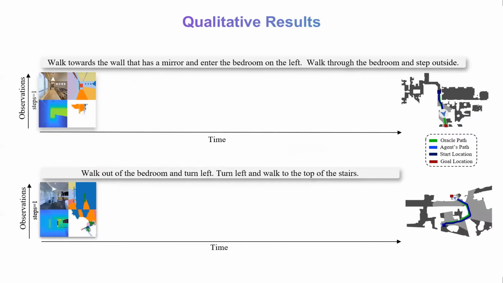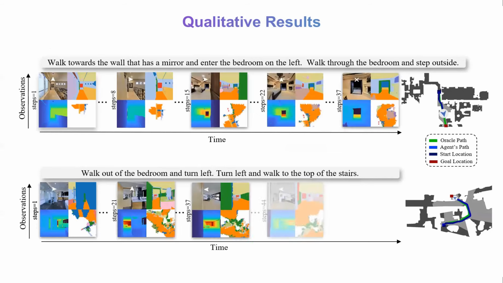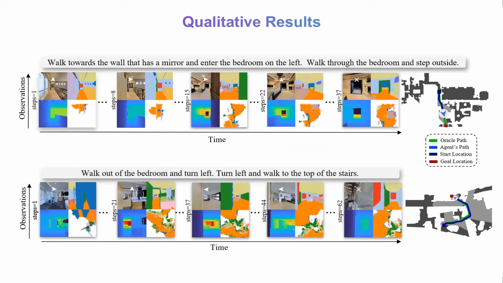Here is one of the qualitative results of our method, where you can see that the agent takes a decent number of steps, around 37, and around 60 steps in the last part, to go to the goal location while hitting all the key milestones. And here the map is only used as visualization. It's not available to the agent at all during training or inference.